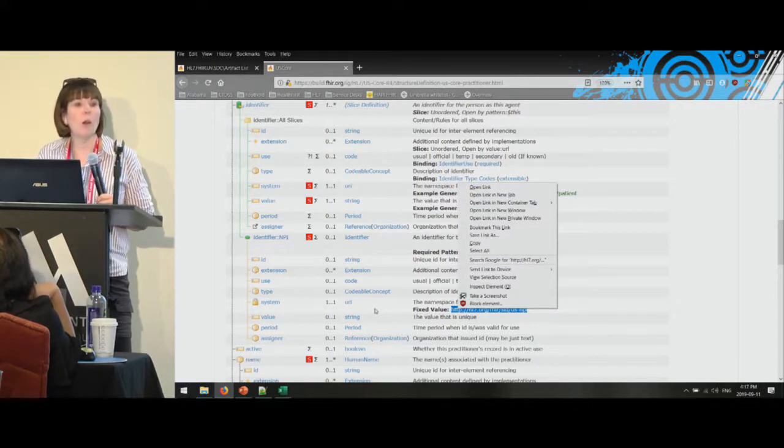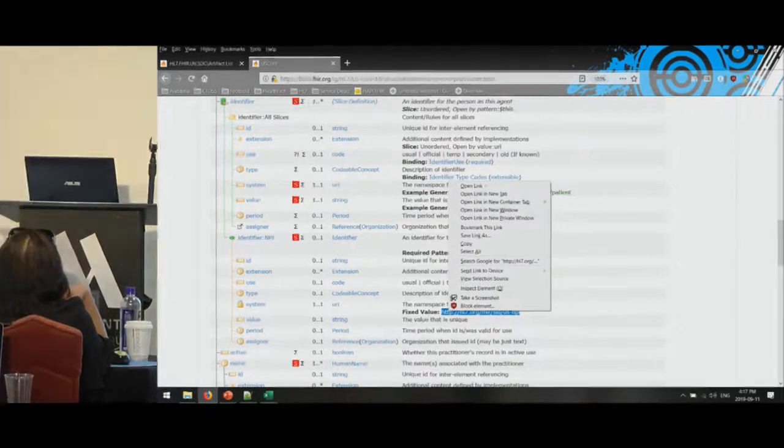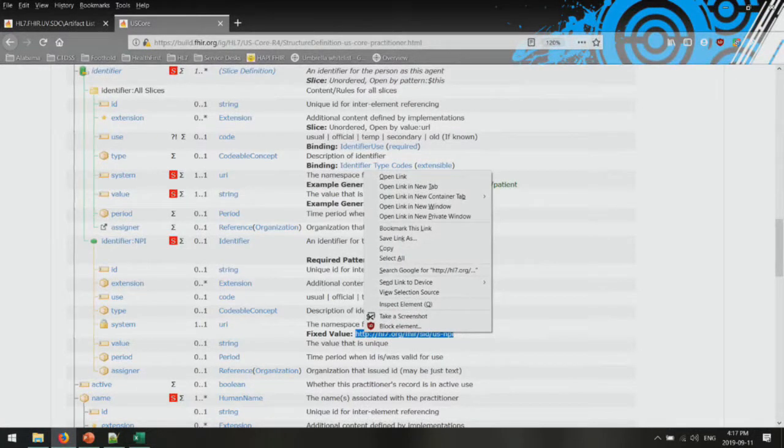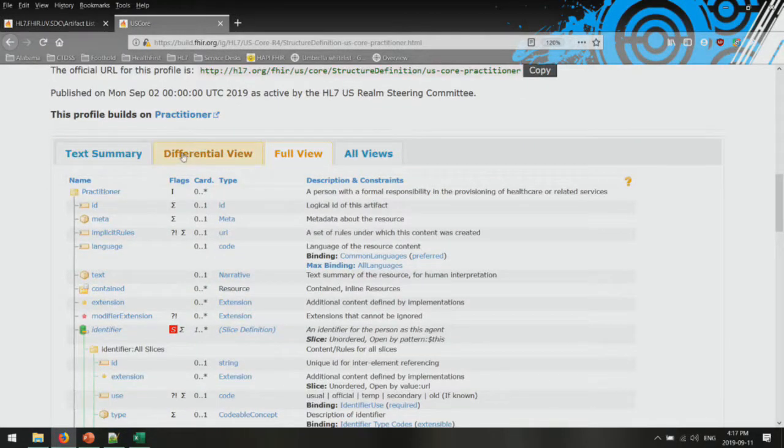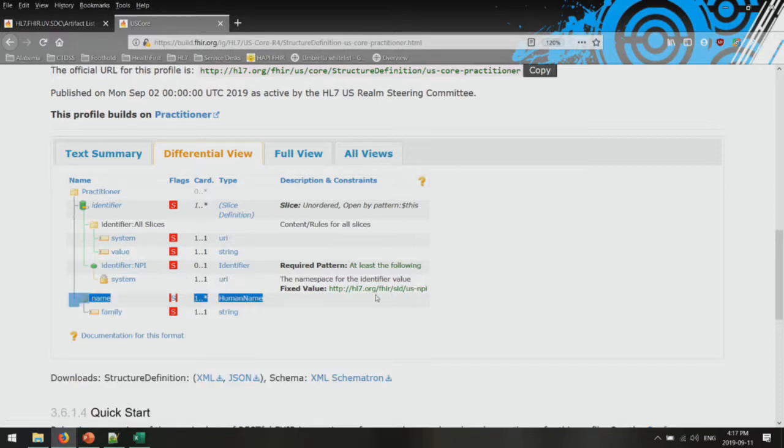Oh, in the URI. So that would be the system. I think so, yes. Their specific NPI would go on the value. But the URI states that it's an NPI. Can you put up the differential for your score? You can actually see what the code system requirement is. So you see the fixed value for the system is hl7.org.fhir, I can't read what, sid, us-npi. That's for code system.